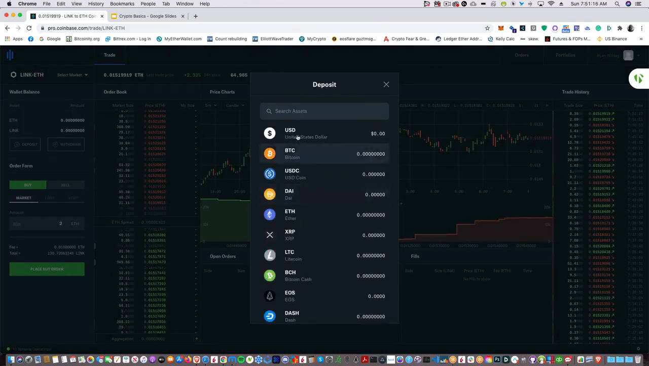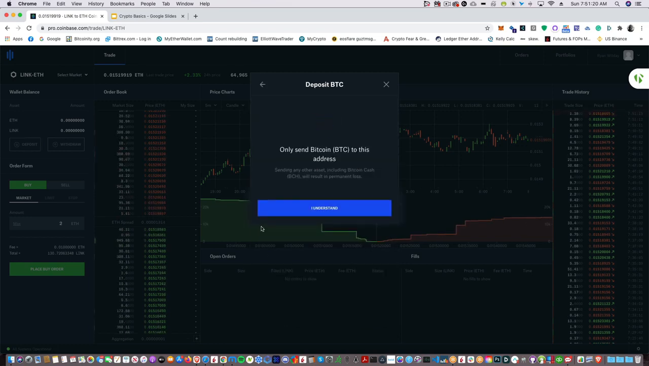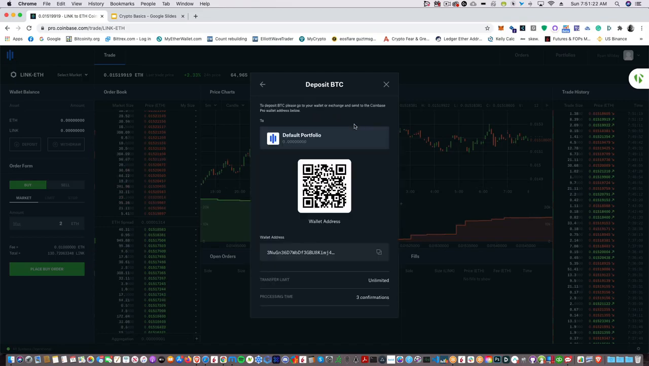You can pick depositing of, say, Bitcoin, and then you get a crypto address. You can either QR code it if you've got an app on your phone, or you can copy the address here, and then actually use this key here, because you can see they've got a few digits out. Just use the key there, copy or copy hotkey right there. Copy that, and then copy that into another app.